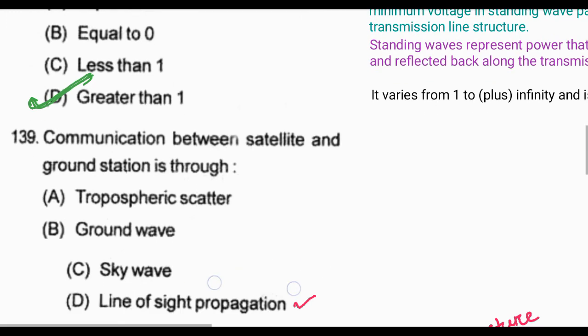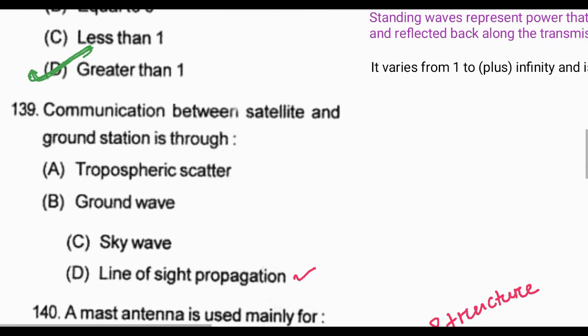Next question is: communication between satellite and ground station is always through line of sight propagation. The common example is the dish antenna or any DTH antenna on your roof, which operates on line of sight and communicates directly with the satellite.